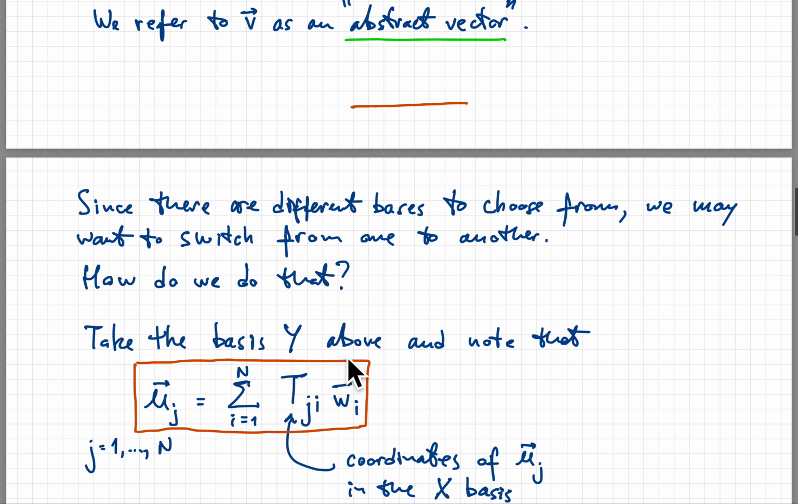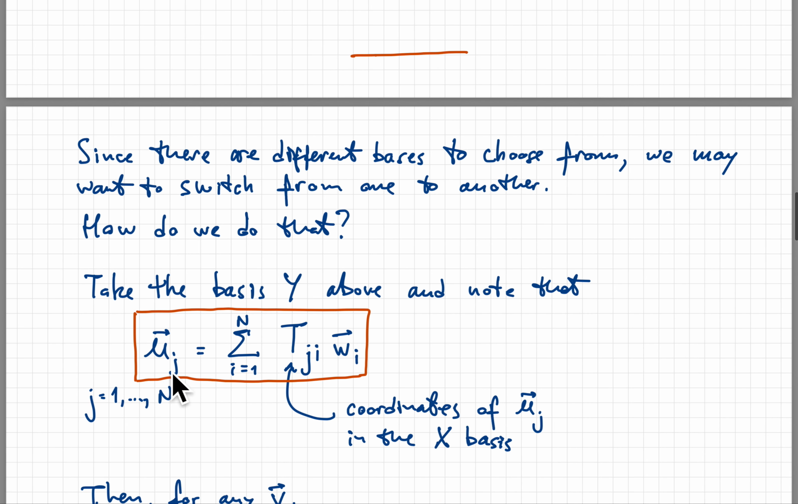So take the basis y that has the vectors u sub j, and we note that we have to be able to write each of these vectors in terms of the other basis. Why? Because they're both bases. And so each of these u sub j is something that you can write as a linear combination of the w sub i's. And so we have objects here which are the coordinates of u sub j in the w basis, which we call the x basis.